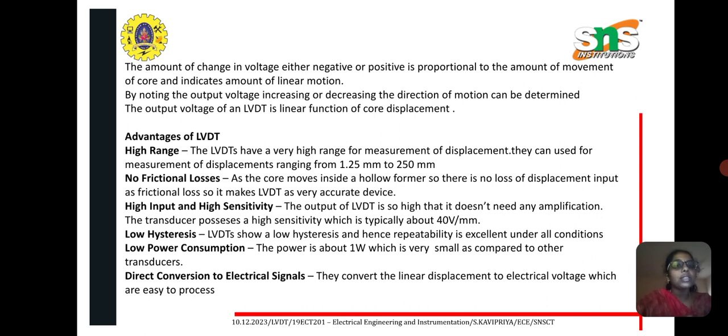And the hysteresis losses here are very low. The power consumption is only about 1 watt, which is very low when compared to other transducers. And here the displacement is directly converted to an electrical signal.